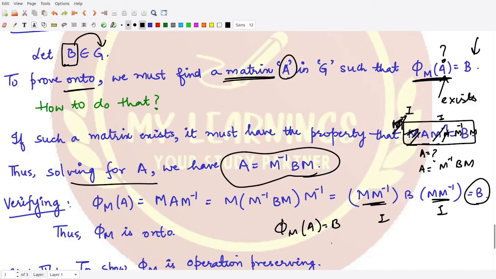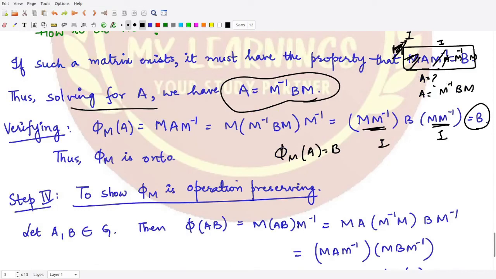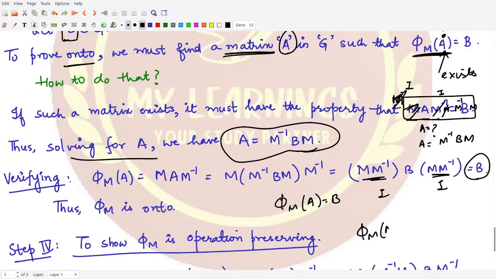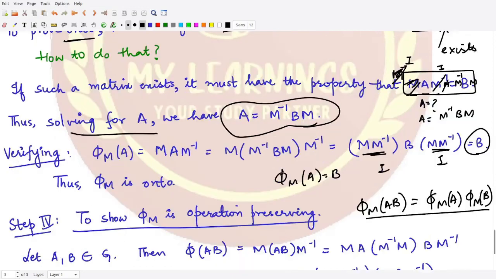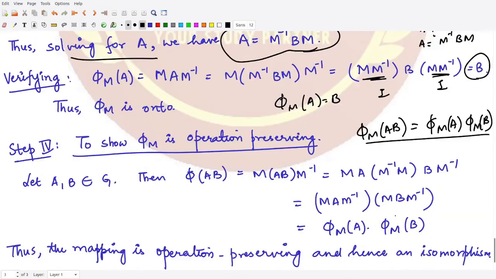Next we need to prove that this mapping is also an operation preserving mapping. So for that, what do we have to prove? We have to prove that phi M of AB is equal to phi M of A multiplied with phi M of B, because here the operation is just matrix multiplication, right? So let's consider the left hand side. Let's consider two matrices A and B taken from G. So let's take the left hand side phi M of AB. So by definition it is M AB M inverse, right?